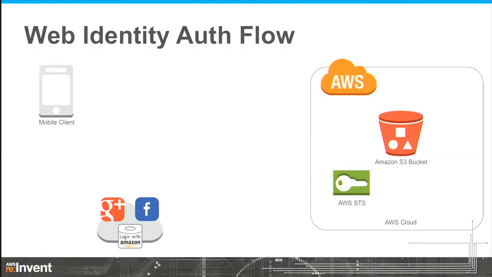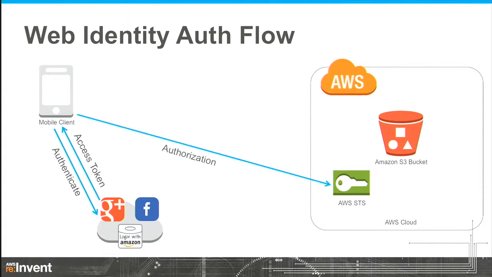So now I just want to walk through the actual auth flow for a Web Identity Federation session. The first thing that happens is our mobile client will authenticate with our identity provider. In our original demo, we obviously were using Facebook. After we've actually authenticated with Facebook, we get back what's called an access token. And that is what uniquely identifies our session with the identity provider.